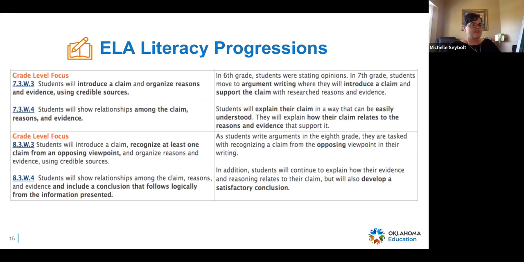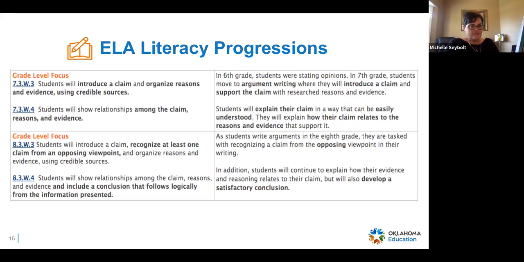We have 7-3W3, which is 7th grade, standard 3, writing, and objective 3. Students will introduce a claim and organize reasons and evidence using credible resources. There's some bold writing there, so we can move to the commentary on the right. In 6th grade, students were stating opinions, and 7th grade students moved to argument writing, where they will introduce a claim and support the claim with research, reasons, and evidence. So as a 7th grade teacher, the teacher can see that in 6th grade, they were stating opinions. In 7th grade, they're making the shift to argument writing.